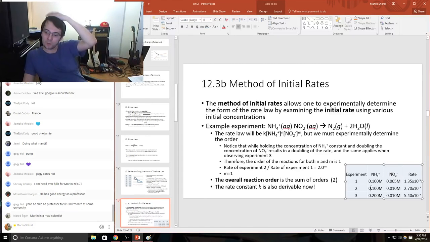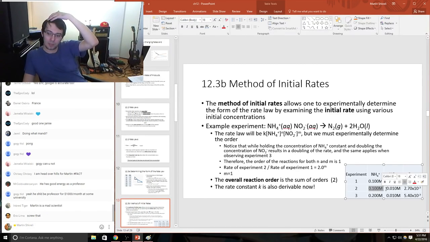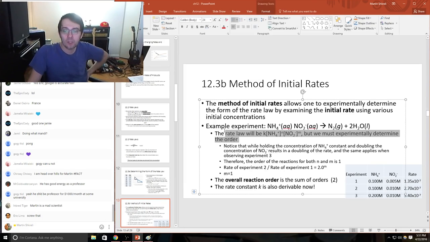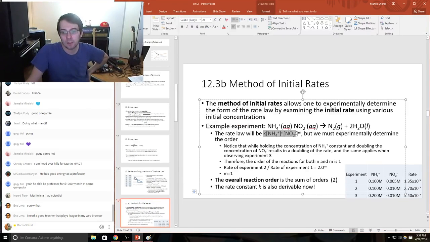Then we use the same amount of ammonium, and we double the nitrogen dioxide, and we see that the rate has doubled. In a third experiment, we use the same nitrogen dioxide, except we double the ammonium, and we see that it's doubled yet again. So what does this tell us? Well, we know that the rate law will look something like this: k, then the ammonium species to the nth power, and then the nitrogen dioxide species to the m power. So the question is, what are n and m? What are those values? We have to think that through.